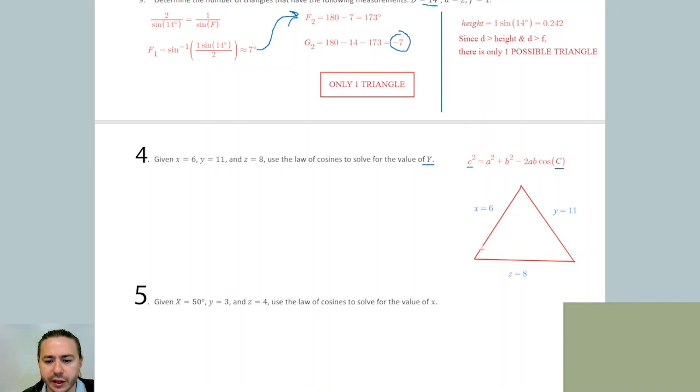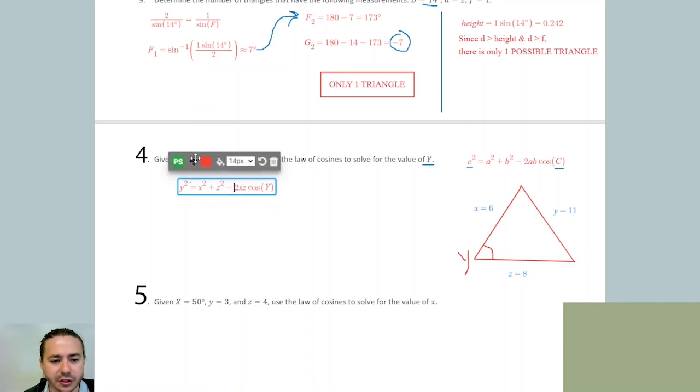So we're interested in finding angle Y, which is going to be this one, right? So we're going to rewrite this equation using the appropriate variables here. So y squared equals x squared plus z squared minus 2 times x times z times the cosine of angle y. So just to point out a couple things again, I want to emphasize that the x and z are interchangeable here. You can reverse these.